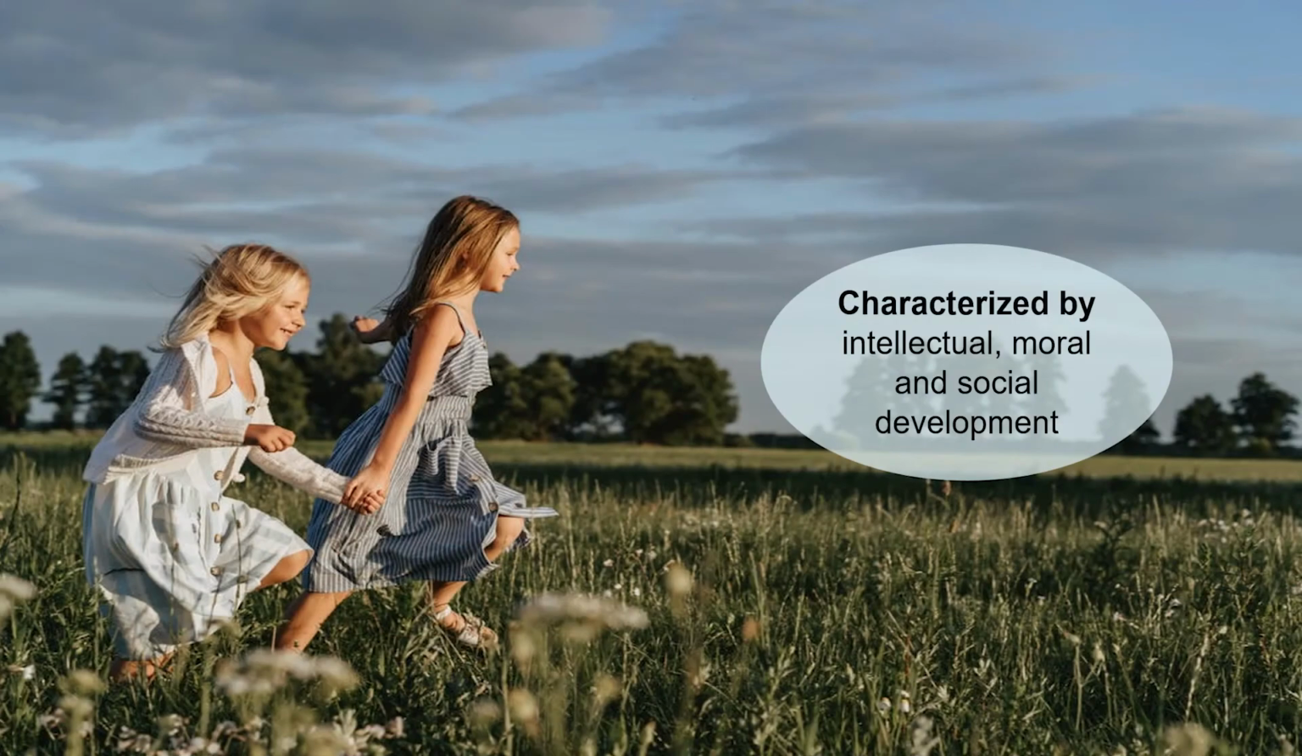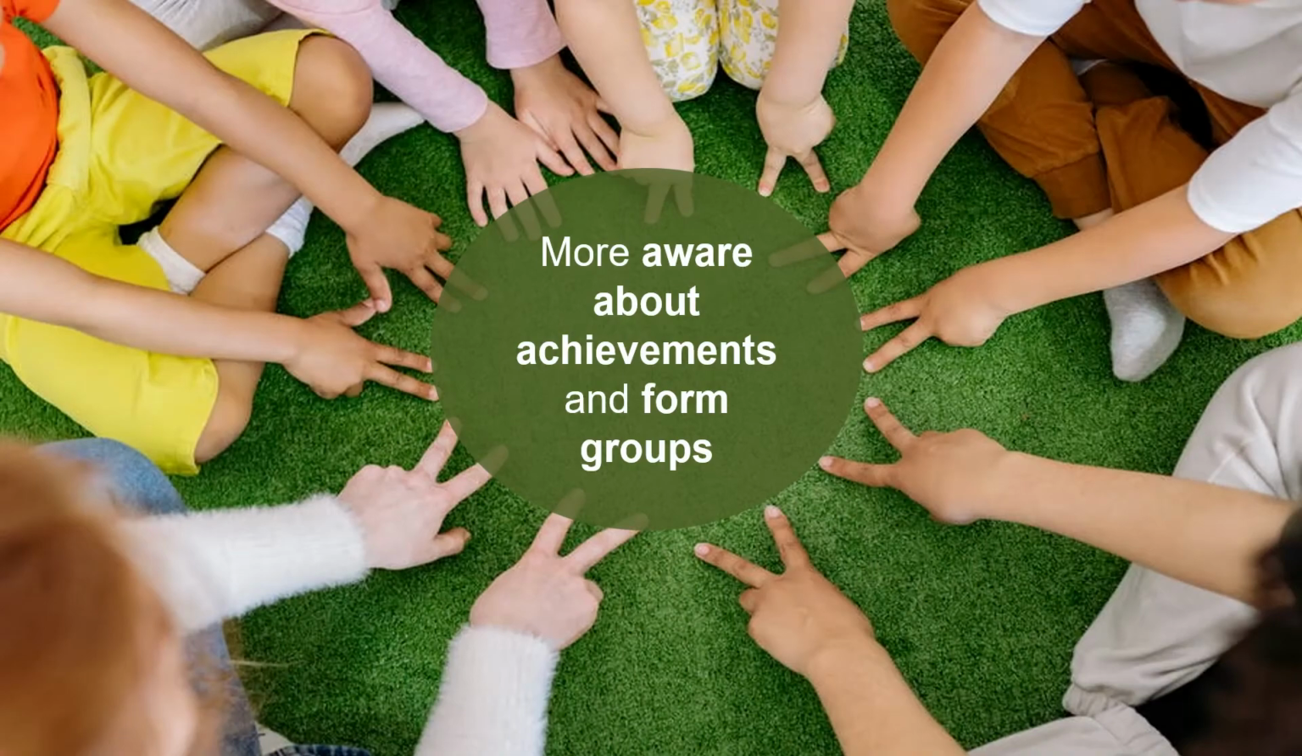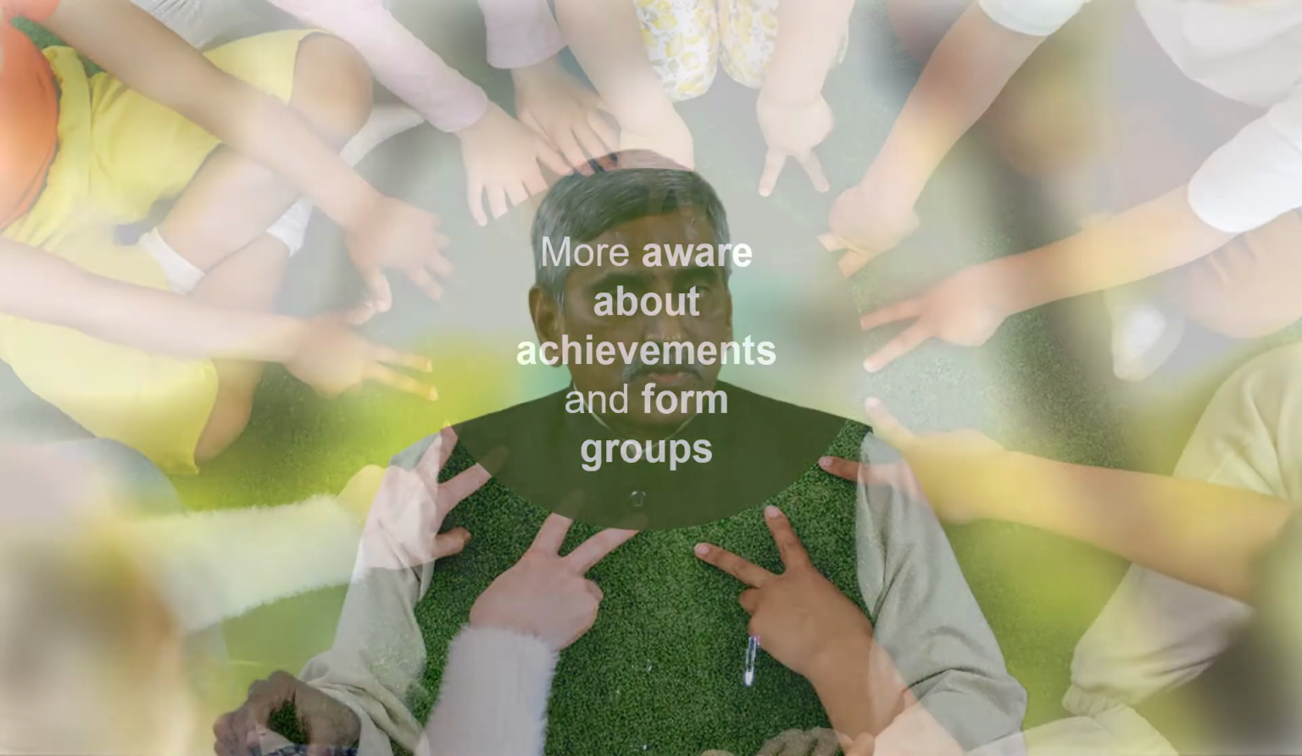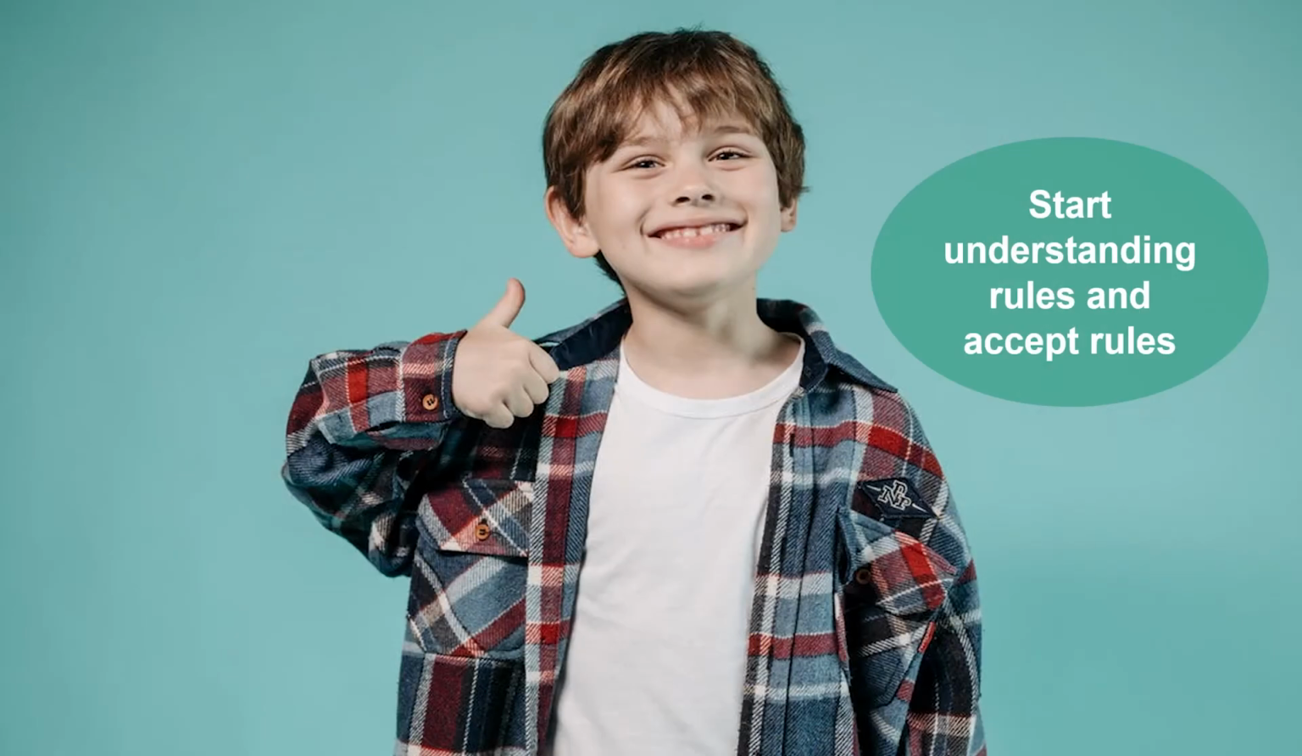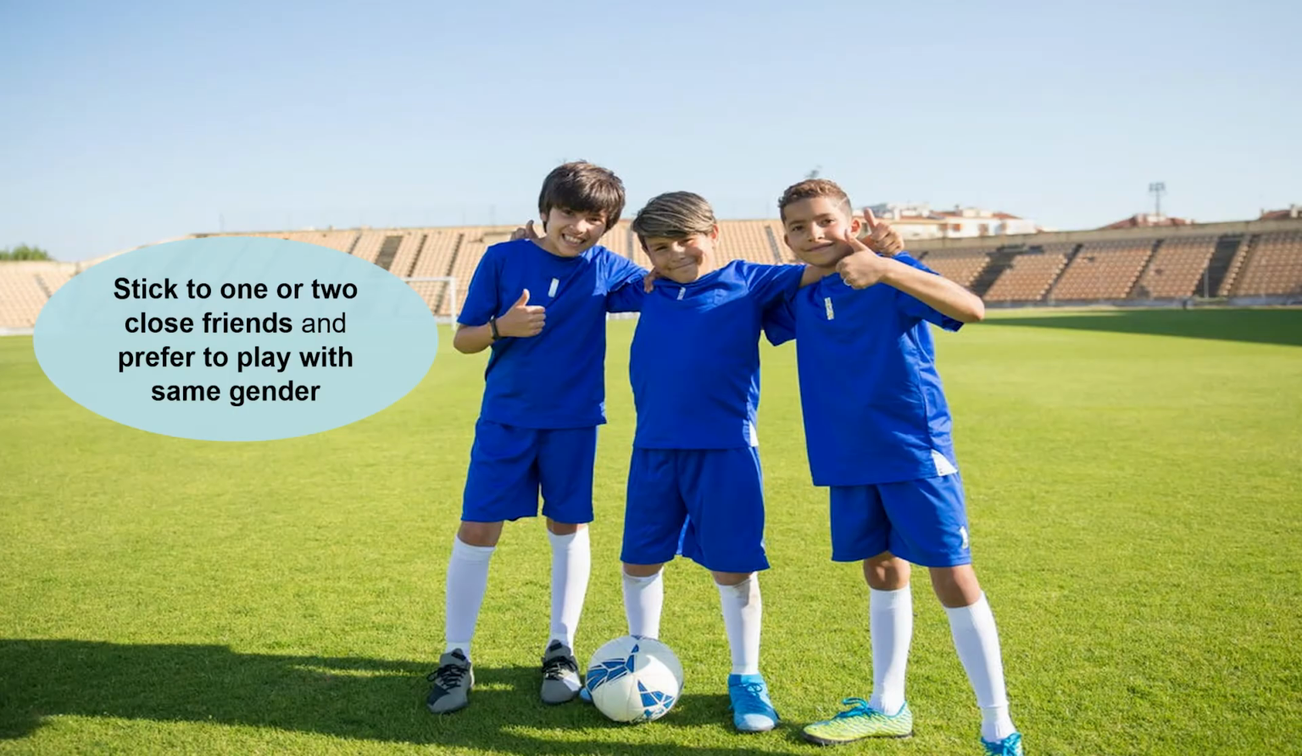The child enters into later childhood, which is characterized by more intellectual, moral, and social development, and the child is aware of whatever he achieves and forms groups. In the process, the child understands the group norms or the group rules and also accepts the rules. He sticks to one or two close friends only, and he prefers to play with the same gender. A boy will play with boys only, and a girl will be referring to other girls only. So that is how they exhibit gender preference.